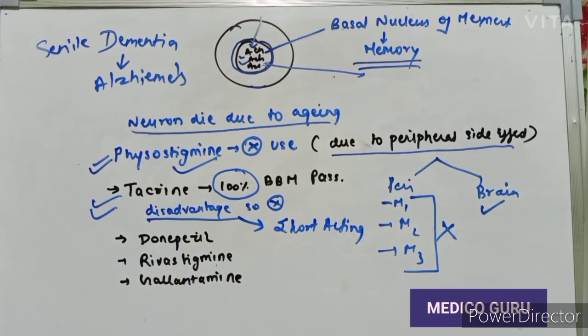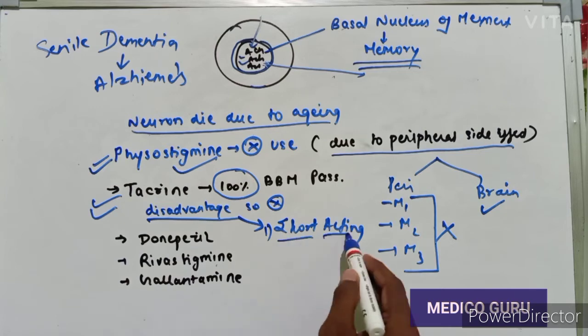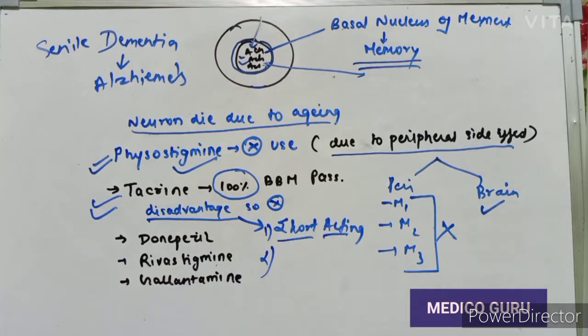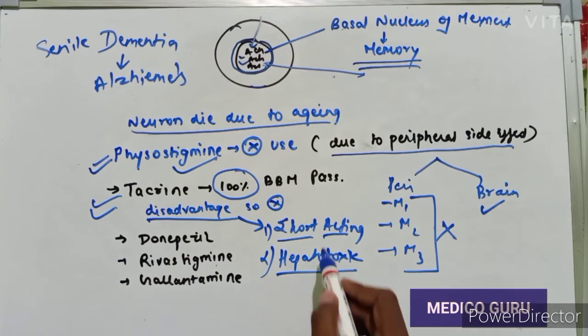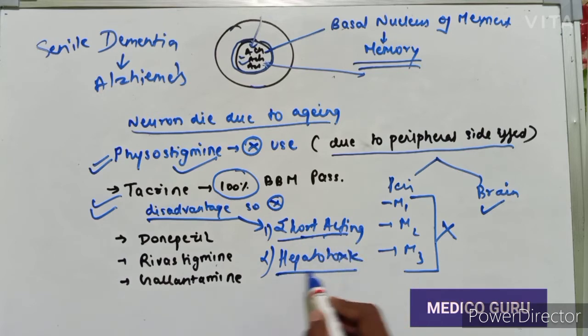So tacrine is short acting. If tacrine is short acting, we have to use it several times, and we cannot use the drug several times. So these are the disadvantages. Another disadvantage is that tacrine is hepatotoxic. It means it damages the liver. So it has two side effects: it is short acting, and it is hepatotoxic. It damages the liver, so we cannot use tacrine.